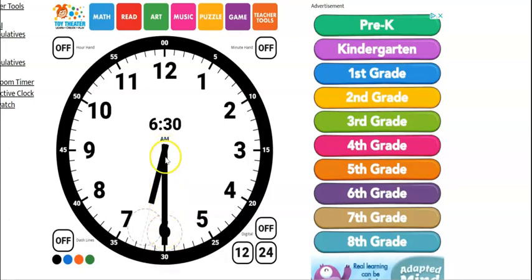The shorter hand on the clock is called the hour hand. The longer hand, which looks more like an arm, is the minute hand. We're going to focus on this guy in just a few minutes. Right now, we're going to talk about hours.